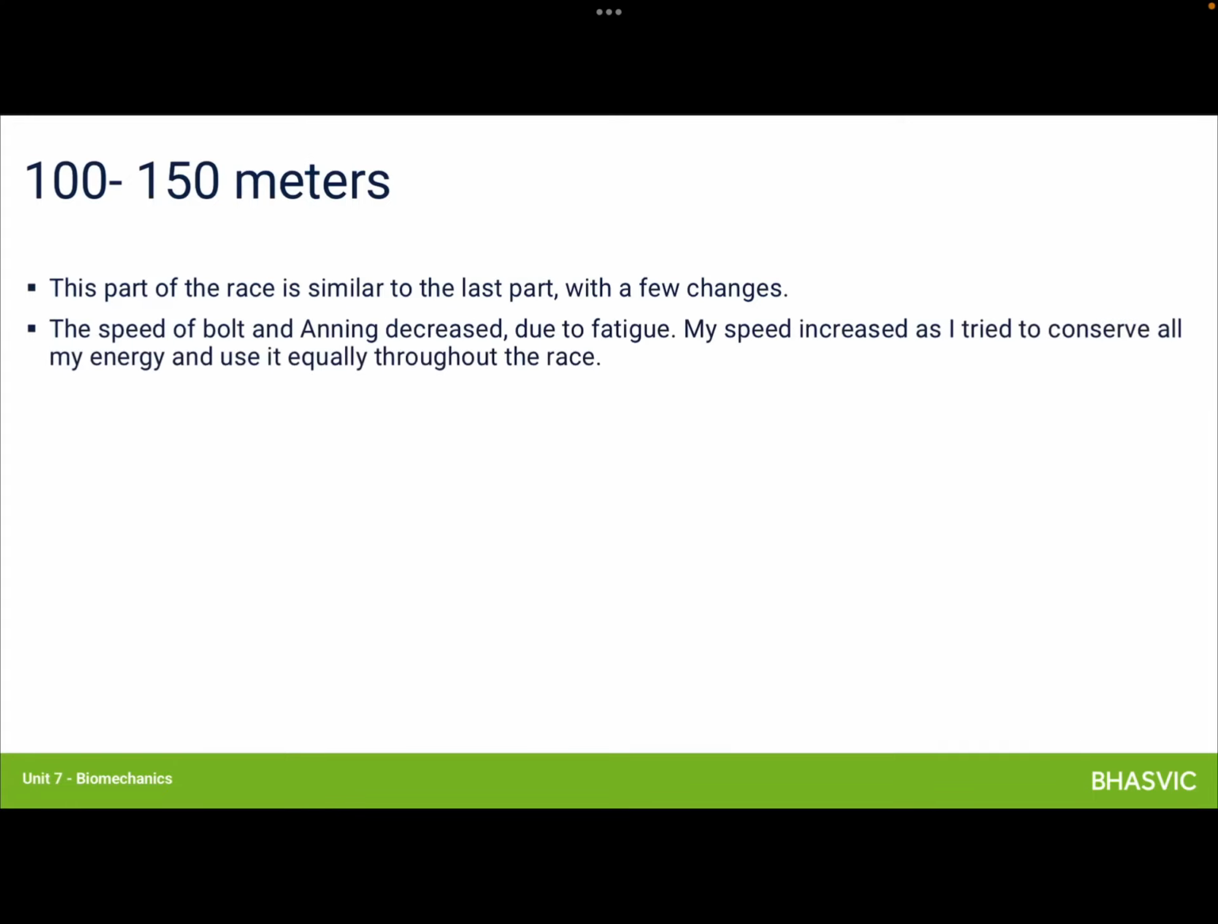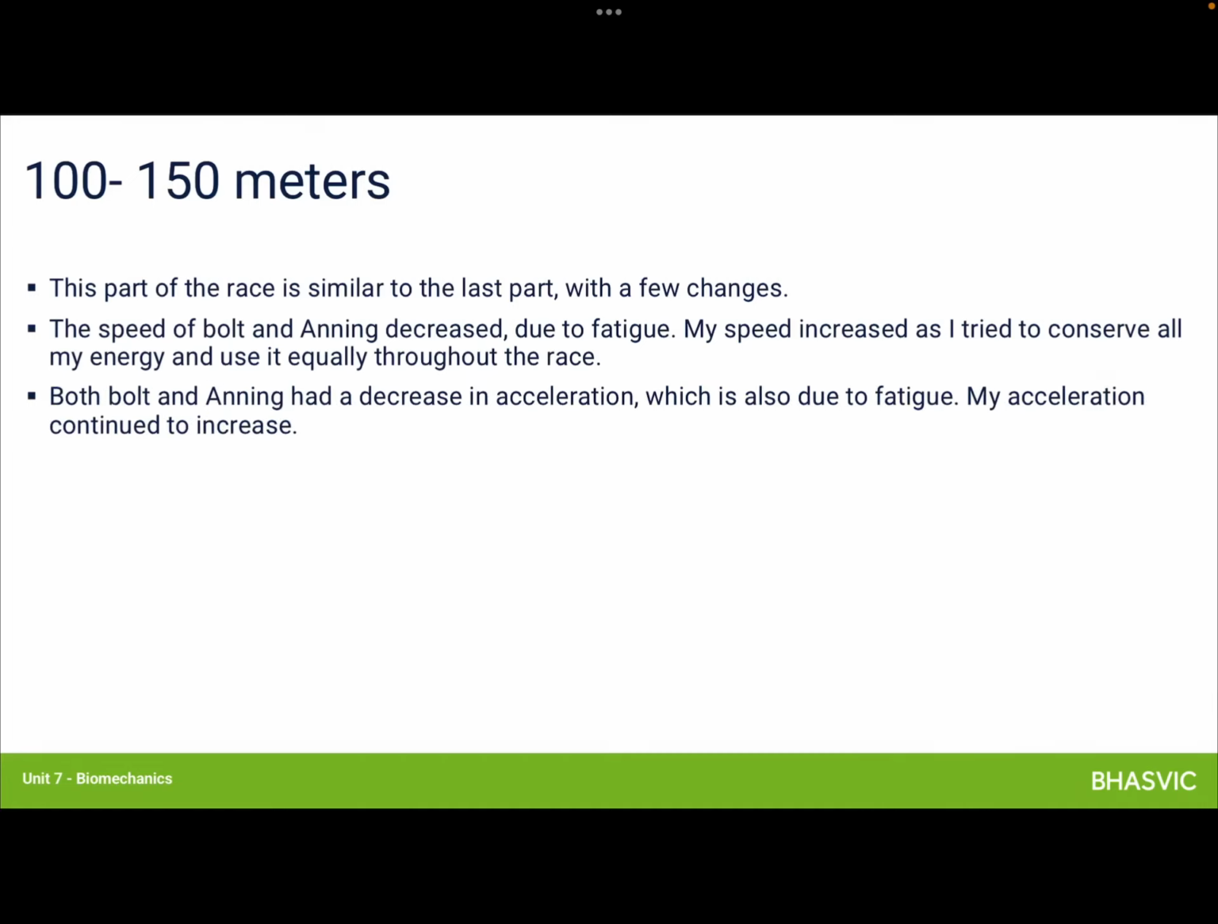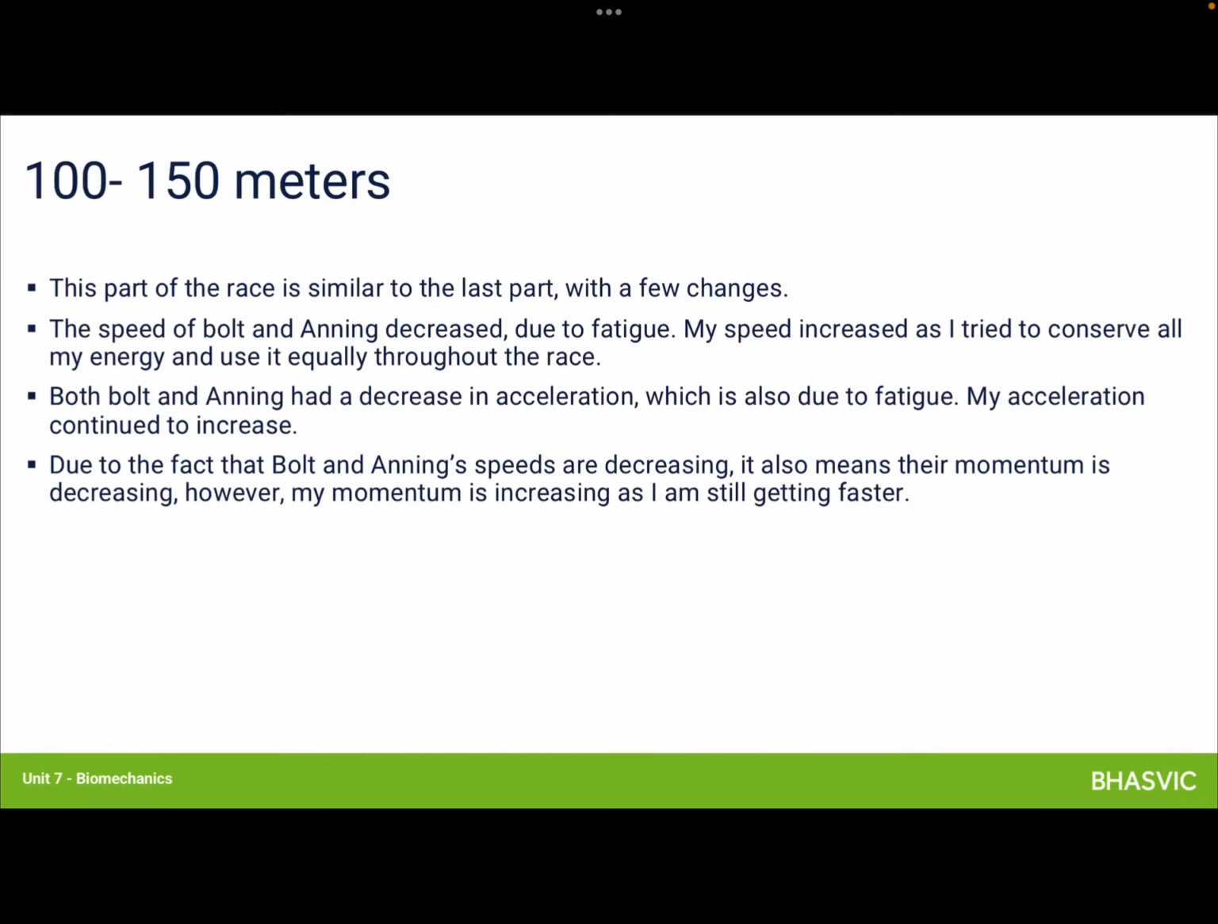The speed of Bolt and Anning decreased due to fatigue. My speed increased as I tried to conserve all my energy and use it equally throughout the race. Both Usain Bolt and Amber Anning had a decrease in acceleration, which is also due to fatigue. My acceleration continued to increase. Due to the fact that Bolt and Anning's speed are decreasing, it also means their momentum is decreasing. However, my momentum is increasing as I'm still getting faster.